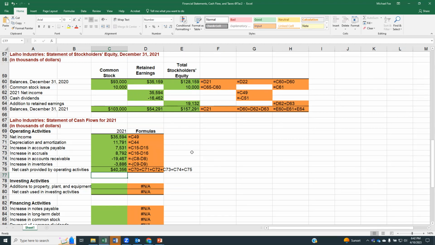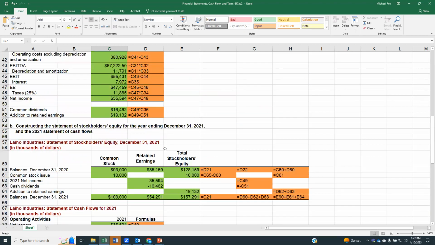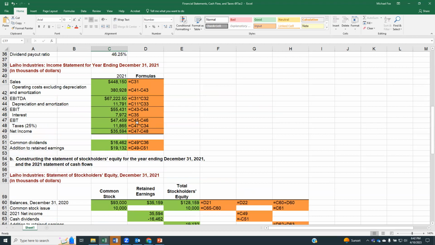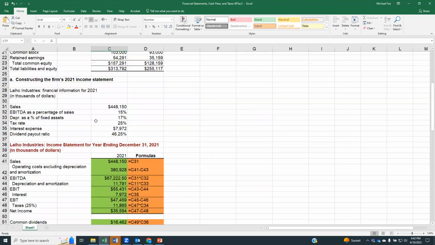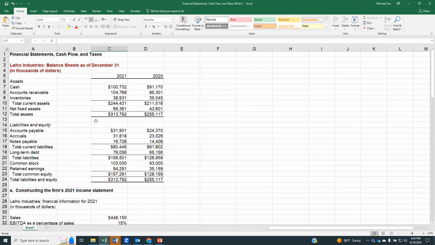So we have to look at a couple things. So we're going to look at, go up to our balance sheet. We will see that there is a difference.